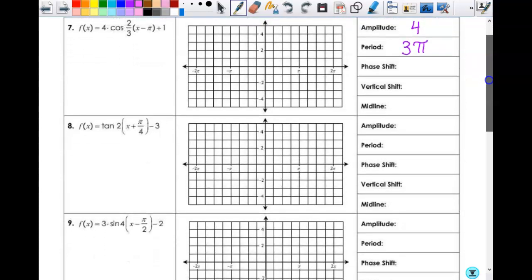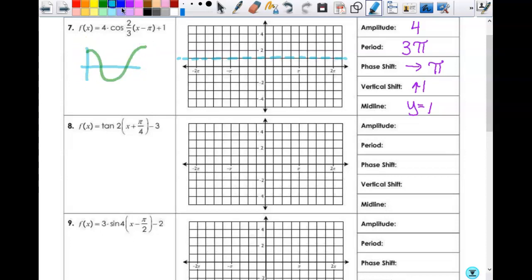Phase shift. Do I have a phase shift? Right pi. Do I have a vertical shift? Up 1, which means your midline is y equals 1. So the first thing I'm going to do is draw in my midline. That is my new x-axis. Then I'm going to draw my cosine parent function.